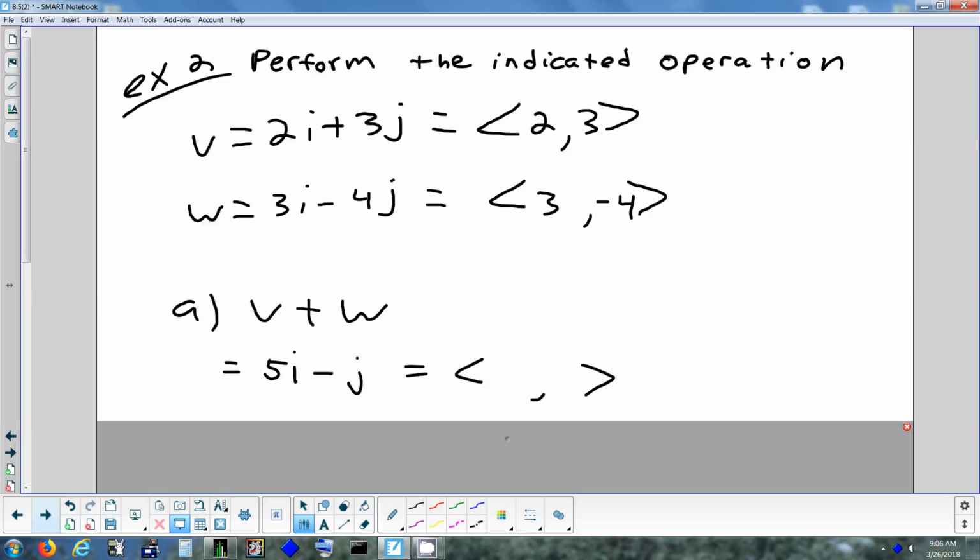Writing it in the other notation, Juliana, how would we do that? It'd be 5i. So in the other notation, there's no letters. It's 5 and negative 1. Okay. So that's how you write it the other way.